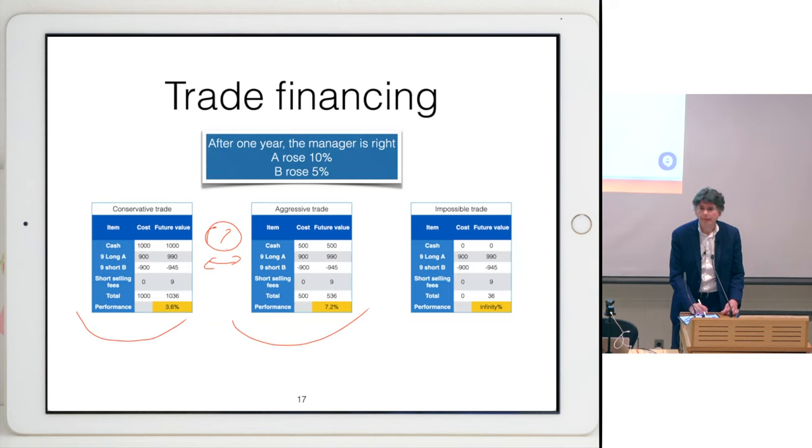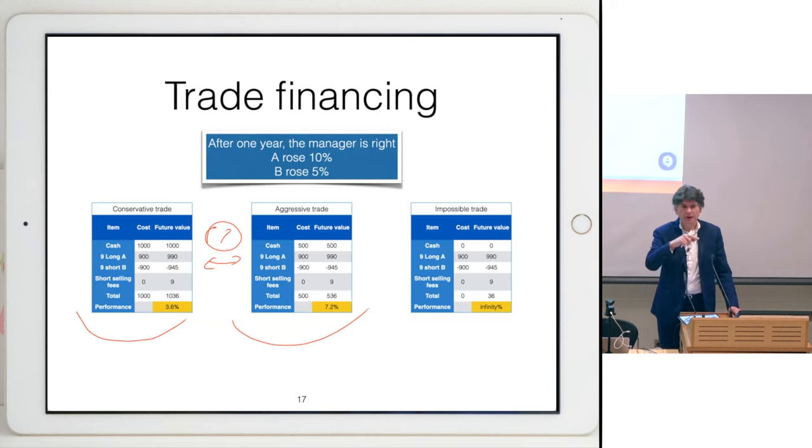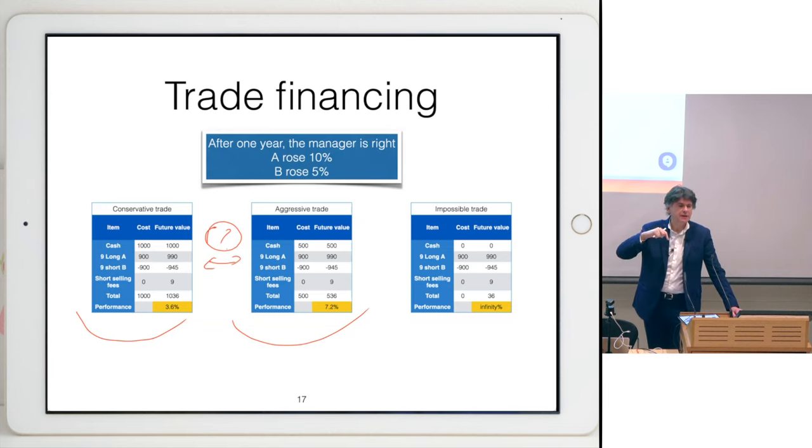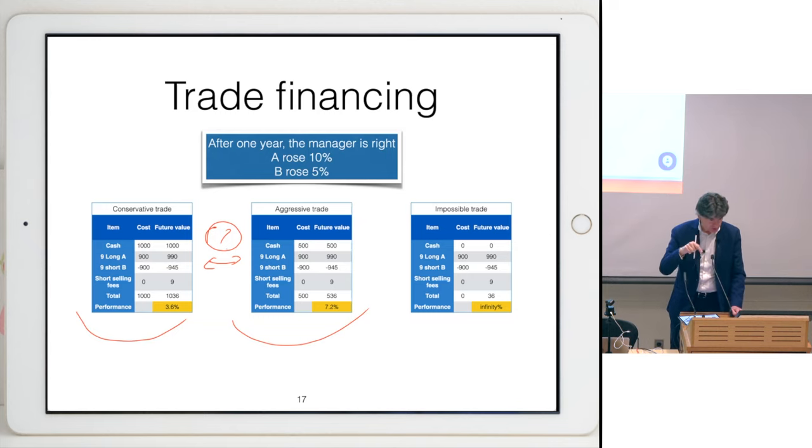What's your preference? Well, it depends on how much money I have. If I only have 500, then the second one. Well, it's a good point. Let me turn the example around. Let's say you have $1,000, right? You have $1,000, right? Okay, yeah.